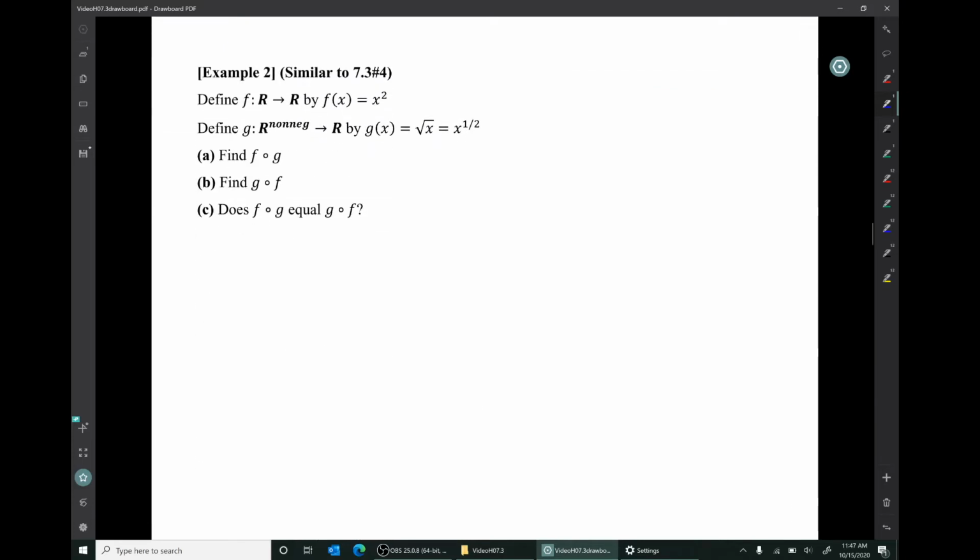Example 2 is very similar. F is this function from the real numbers to the real numbers, f of x equals x squared. G is this function from the non-negative real numbers to the real numbers, defined this way. G of x is the square root of x. So let's do question A. Find f circle g.